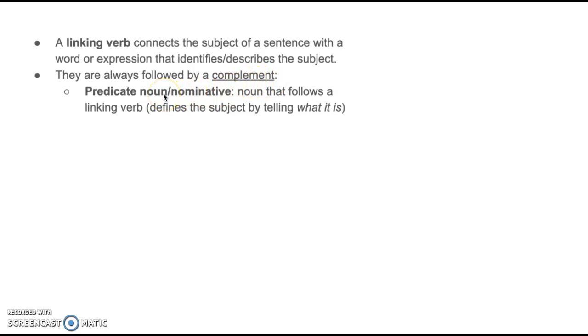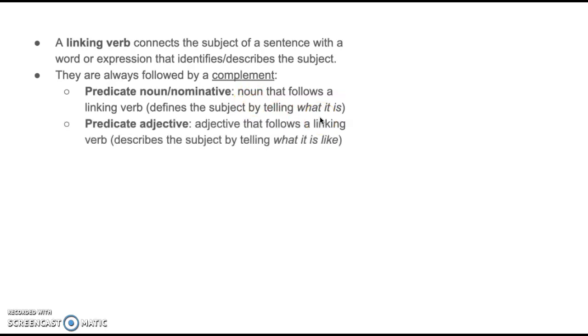Predicate noun or predicate nominative is the first type of complement we're going to talk about. The technical term is predicate nominative, but that's really a mouthful. I prefer the term predicate noun, personally. It's a noun that follows the linking verb and defines the subject by telling what it is, whereas a predicate adjective is an adjective that follows the linking verb and describes the subject by telling what it is like.